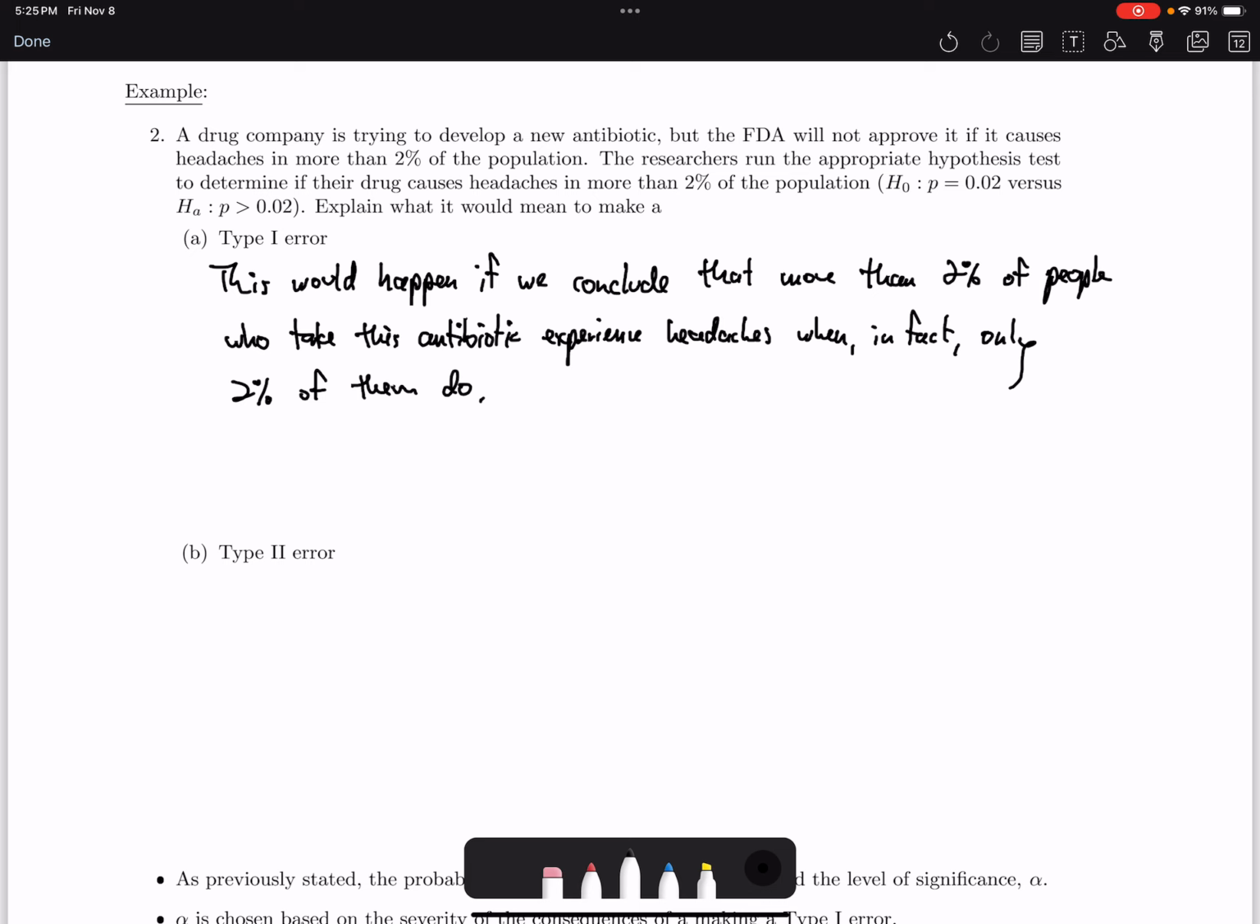A type 2 error is very similar, but it's kind of in reverse, right? A type 2 error is when we fail to reject the null hypothesis even though it's false, okay? In this case, it would be like concluding that only 2% of people experience headaches as a side effect when in fact more than 2% of them do, okay?